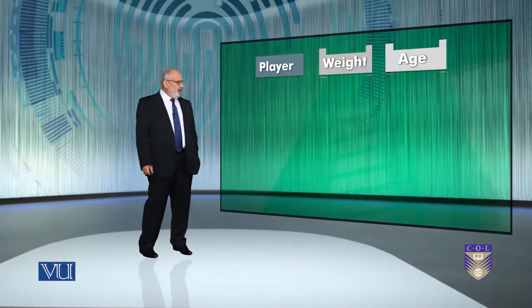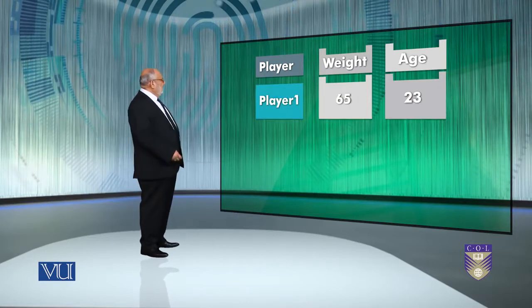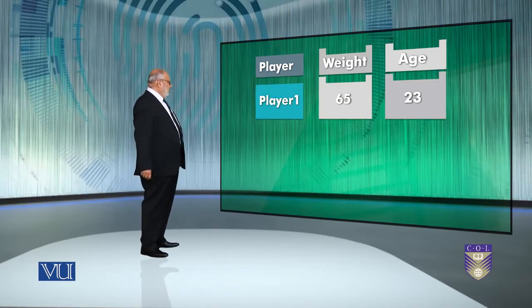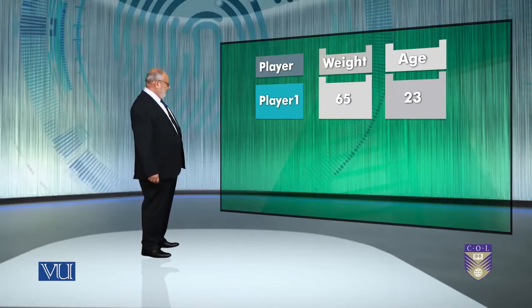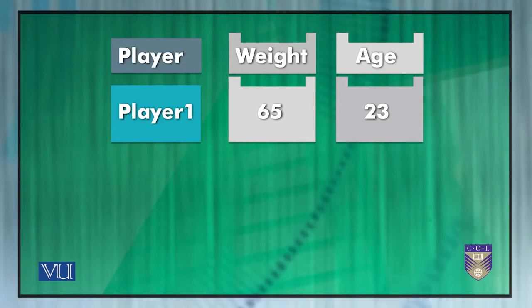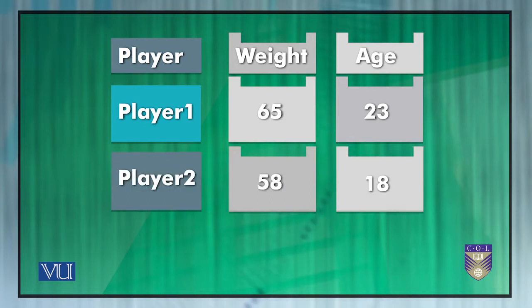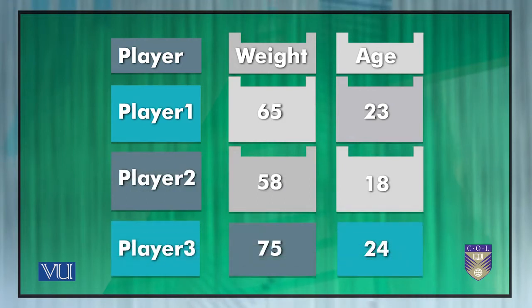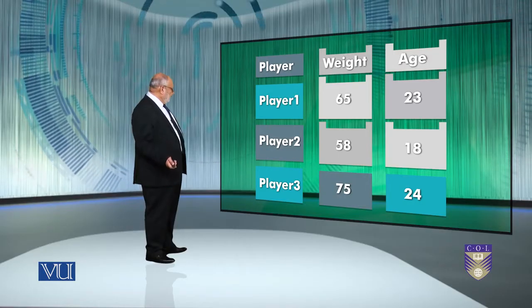In the diagram here, as you can see, on the left, in the first column, you have a player, in the second column you have the weight, and in the third column you have the age. So player 1, weight 65, age 23. Player 2, weight 58, age 18. Player 3, weight 75, age 24. So this is the basic relational representation that we're talking about.